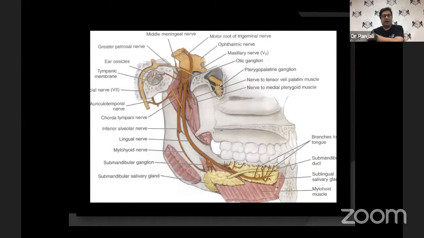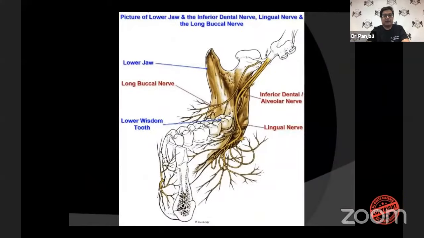The other important part is a lot of times my colleagues are trying to do an inferior alveolar block and the patient is still in pain. What we have to keep in mind is that sometimes we miss the mylohyoid nerve. Okay, so while you're anesthetizing the inferior alveolar nerve, sometimes the mylohyoid remains unanesthetized. So you have to anesthetize this as well.